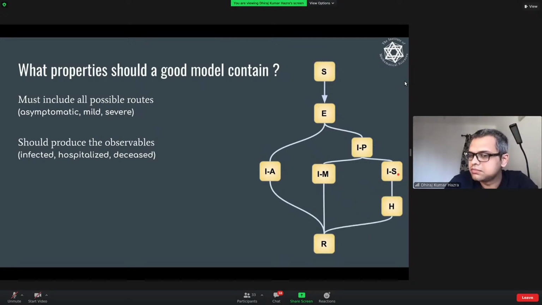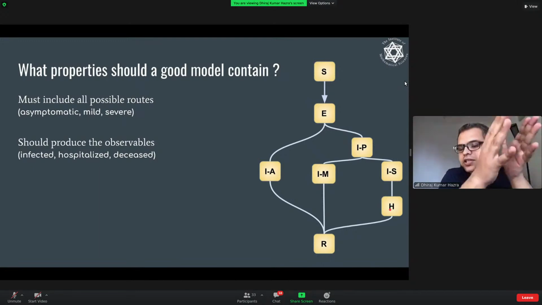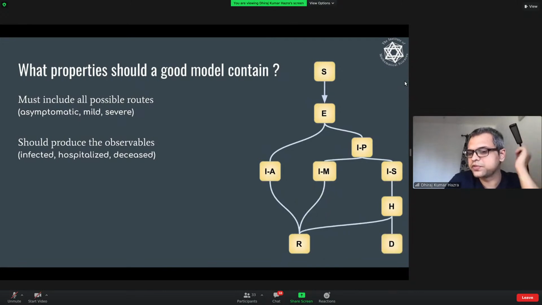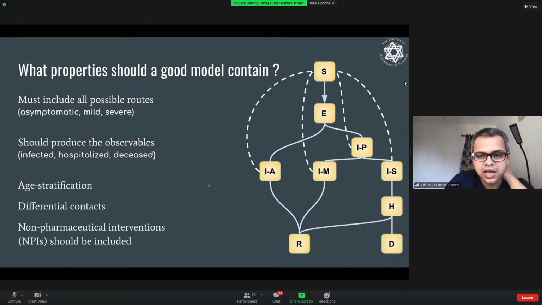Now I can also say that this severe compartment goes to the hospitalized compartment. And since we are now focusing on comparing with the data, we can subdivide the R, or removed compartment, into two parts: one is recovered and one is dead. All right, from hospitalized, people can either recover or die. So this is the basic structure of the model.